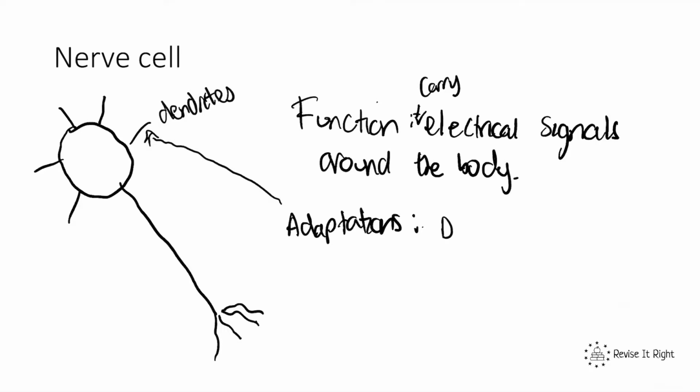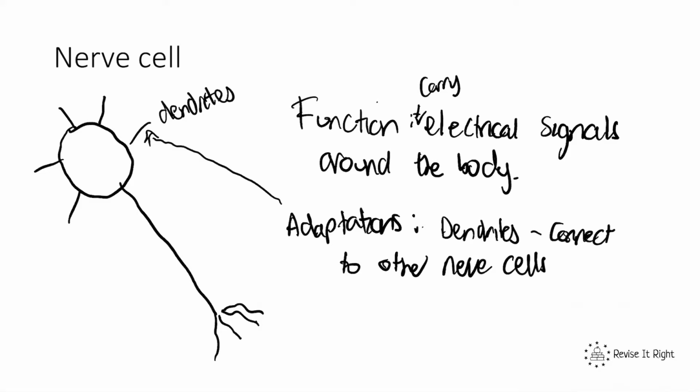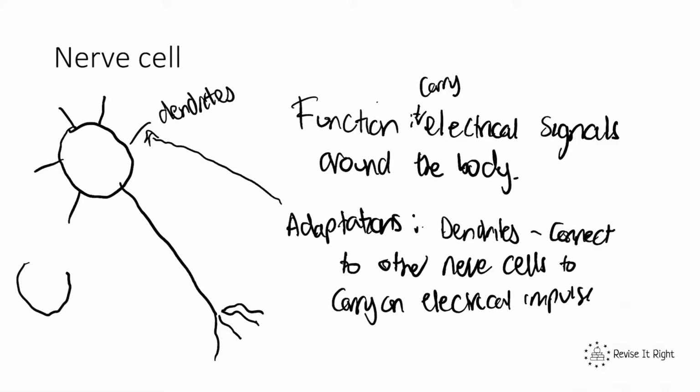That's the first adaptation. Okay, now these dendrites connect to other nerve cells to carry on the electrical impulse. Okay, so if I were to draw it, I'd draw another nerve cell, a very small one, but another nerve cell here, and you can see that dendrite is connecting to the other nerve cell to allow that signal to carry on. And that's very, very important.